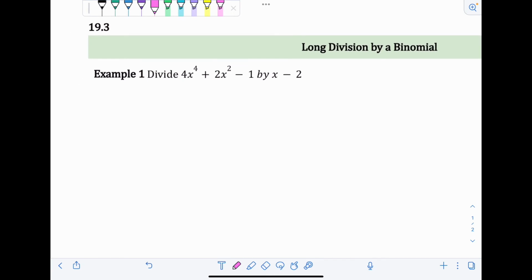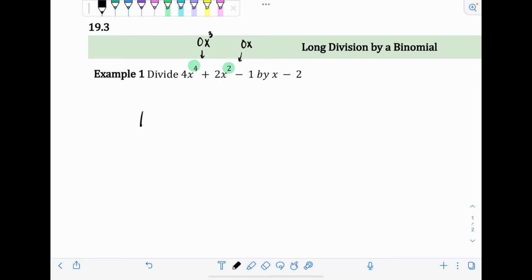So example 1, divide 4x to the fourth plus 2x squared minus 1 by x minus 2. So always check to make sure you're not missing any powers. So we're starting at x to the fourth. I don't need to add any greater powers like x to the fifth, but I go from 4 down to 2. So I would have to put in a 0 x to the third power. And then after x squared, I should have an x to the first power before my constant. So I'd also have to put in a 0 x to the first power. And then there's my constant at the end.